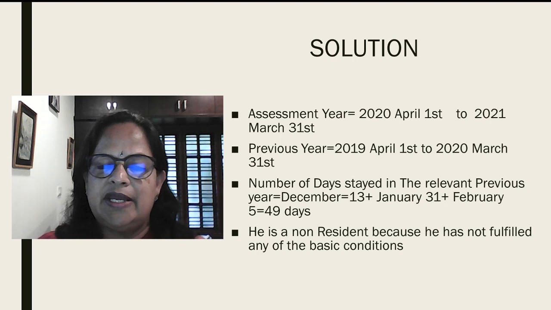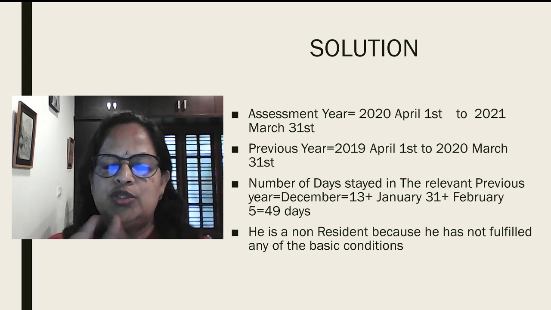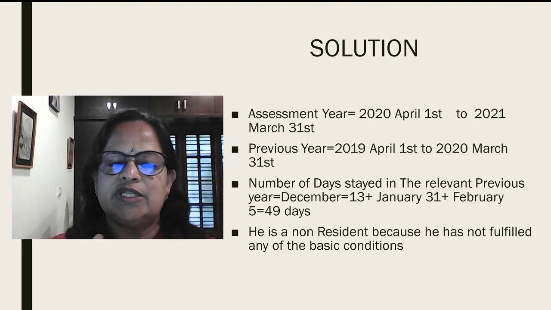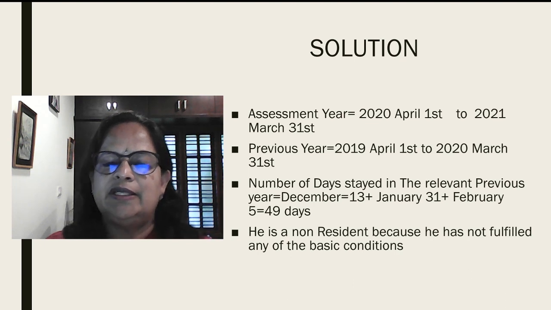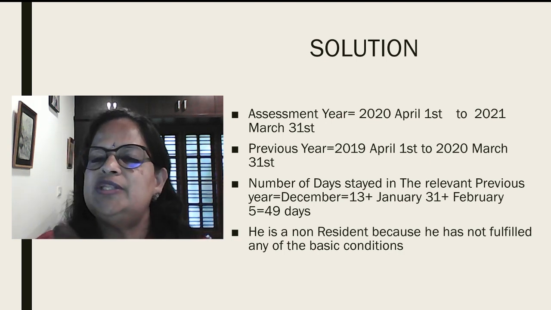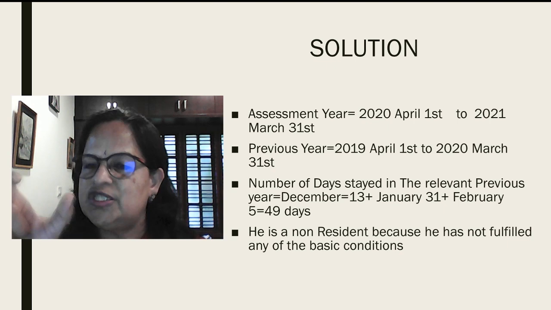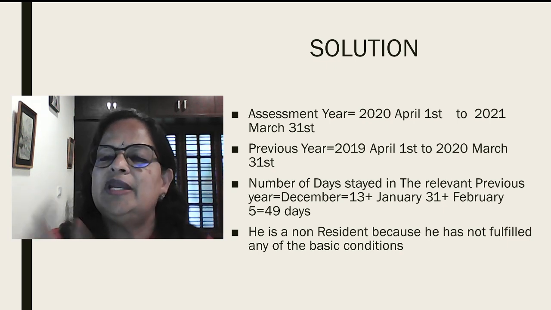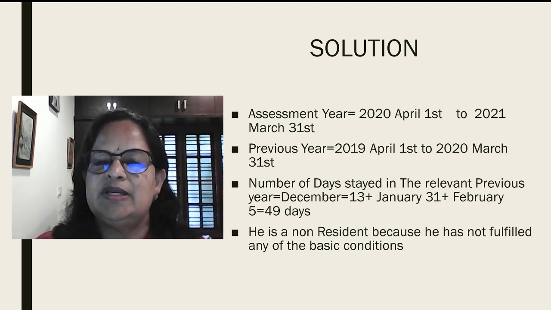December 19, 19, 20, 21, 22, 23, 24, 25, 26, 27, 28, 29, 30, 31. So 13 days. Remember that December 19th also we have included. January you don't have to count because it's a full month, you can take 31. Now it's February, only 5 days. So take the total, it is 49 days.